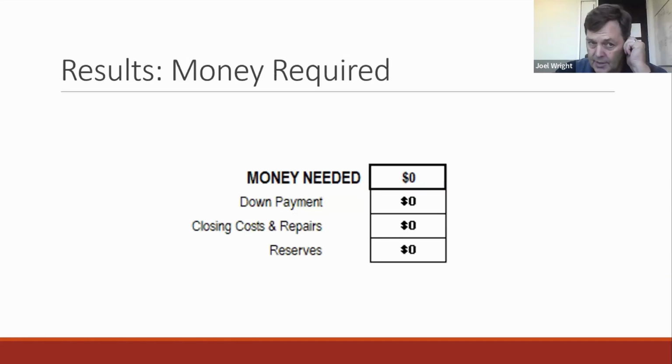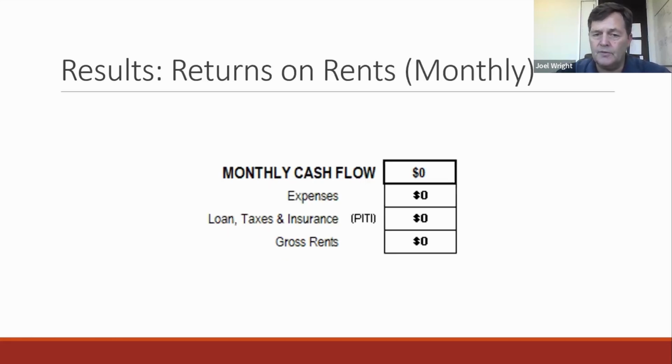Now, with these property numbers, the basic numbers, and the assumptions, we come up with some calculations at the end. So here are the results that it spits out at the end, and we'll go through a couple of properties here with you before we close. Money needed, that's whatever amount is the down payment plus closing costs, repairs, plus your reserves. The returns, which is your monthly cash flow, it's the gross rents less your loan PITI, and less other expenses that you have.